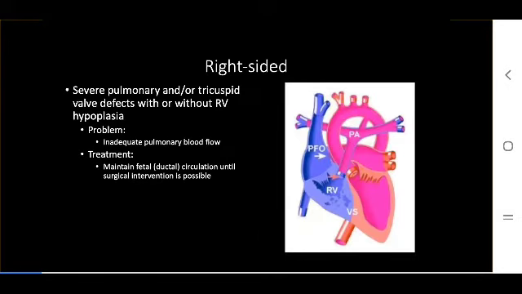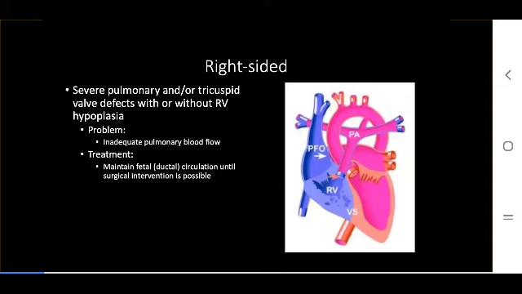The next lesions that we look at are right-sided lesions: severe pulmonary and/or tricuspid valve defects, with or without right ventricular hypoplasia. The picture shows pulmonary atresia with tricuspid stenosis and RV hypoplasia and hypertrophy. The problem is there's inadequate pulmonary blood flow. This would be an issue of lack of good oxygen carrying capacity of the blood due to the cyanosis, because the majority of the blood is just circulating in the systemic circulation and is not able to go to the lungs to pick up oxygen.